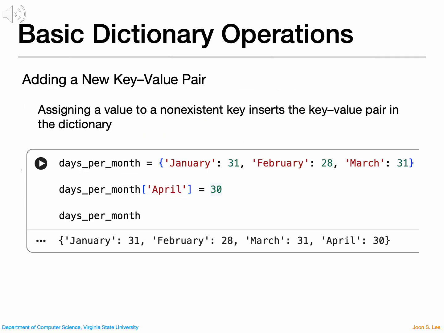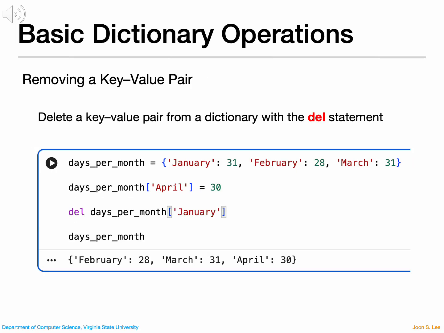We can also add new key-value pairs to a dictionary. If we assign a value to a key that does not already exist in the dictionary, Python will automatically create a new entry. In this example, the key April does not exist yet, so assigning the value 30 adds a new key-value pair to the dictionary. After this operation, the dictionary now includes April along with the other months.